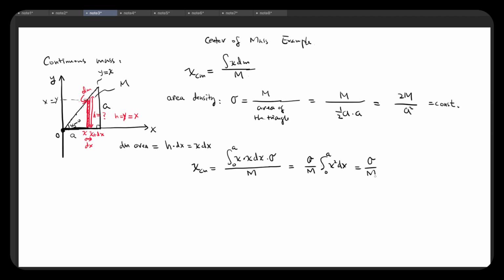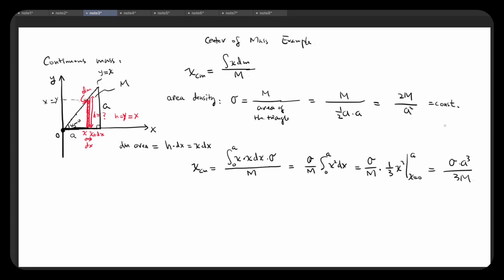Sigma over M. Now this x squared integral becomes one-third x cubed, and x goes from 0 to a. If I plug in the upper bound, I get a cubed, and the lower bound gives me 0. So we get sigma a cubed over 3M.